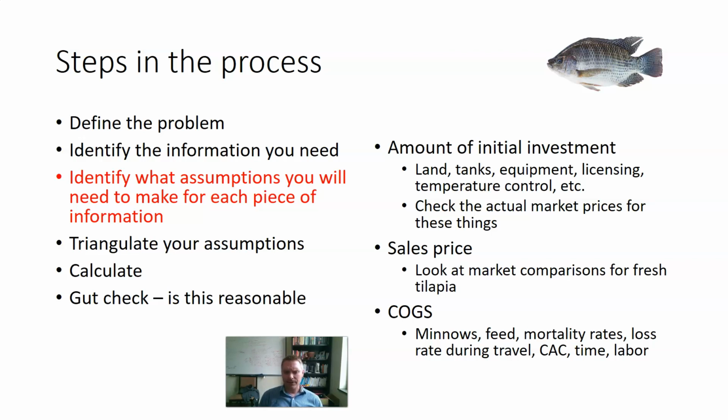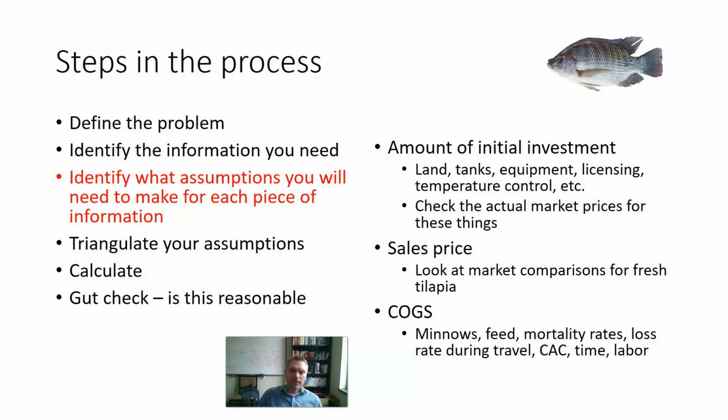I've got to think very carefully about the cost of goods sold. This is even probably more complicated than the initial investment. So let's say I purchase them as minnows. I've got to feed them. What are their mortality rates? So if I buy 100 minnows, how many are actually going to make it to market? What's the loss rate during travel? What are my travel costs? What's the cost of acquiring a customer? What's time, labor? So again, I want to think very, very carefully about every single cost involved in the cost of goods sold.